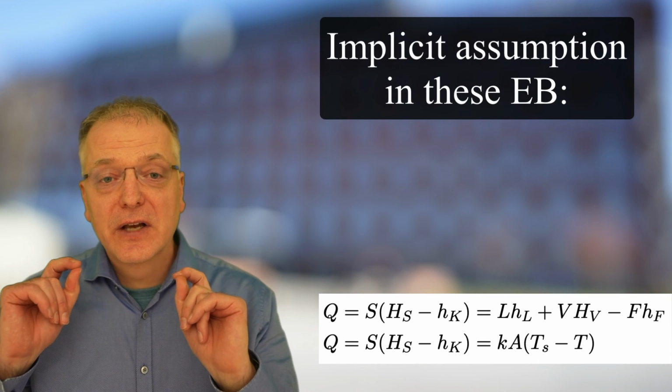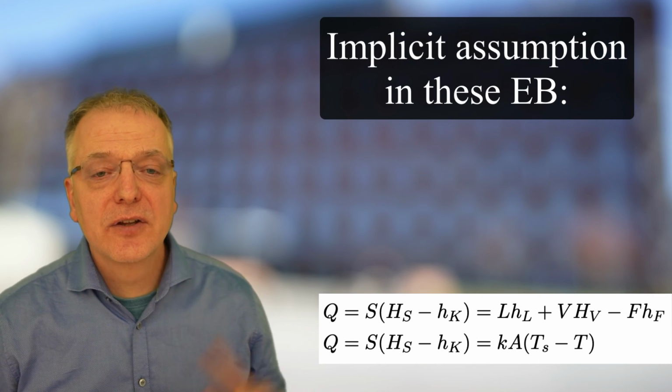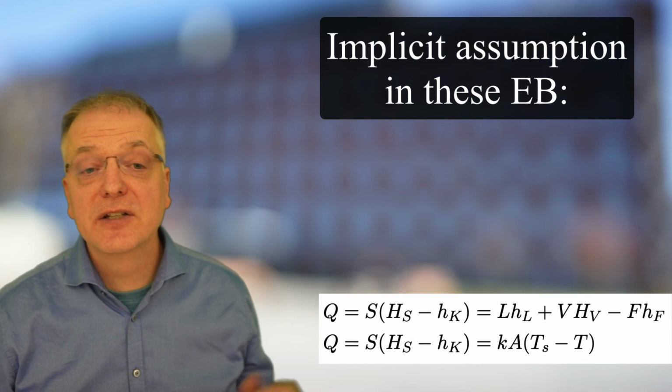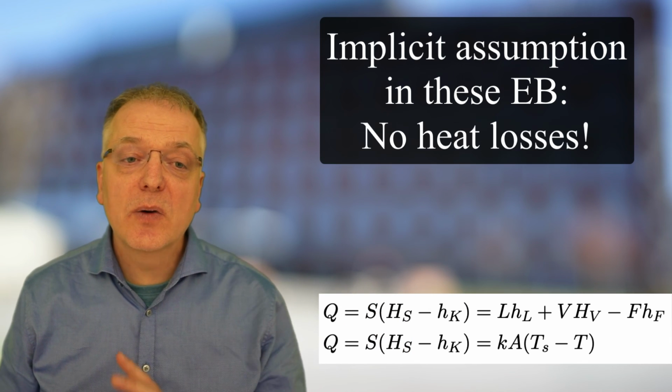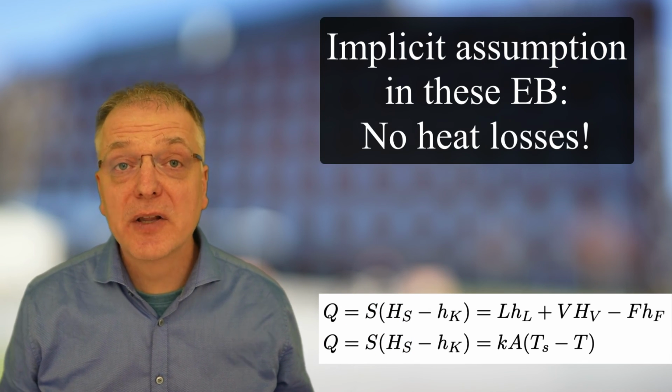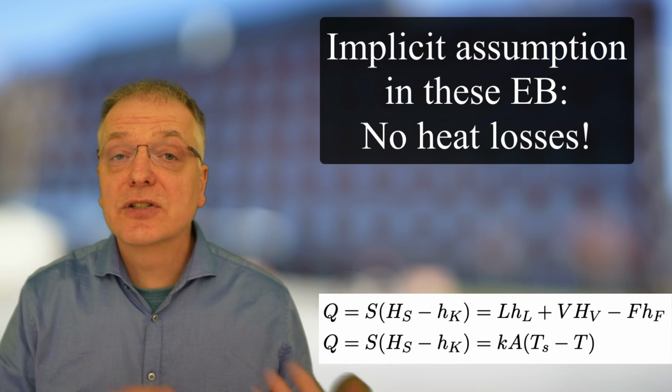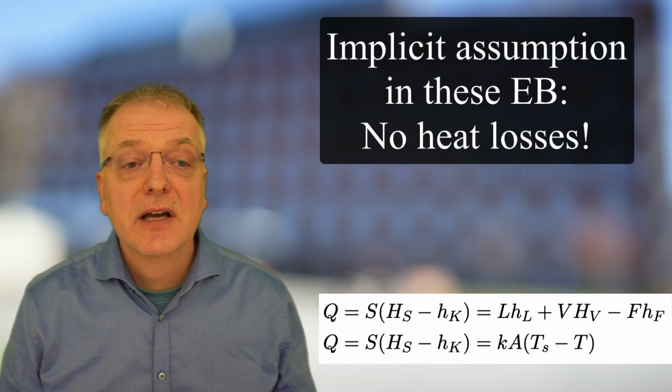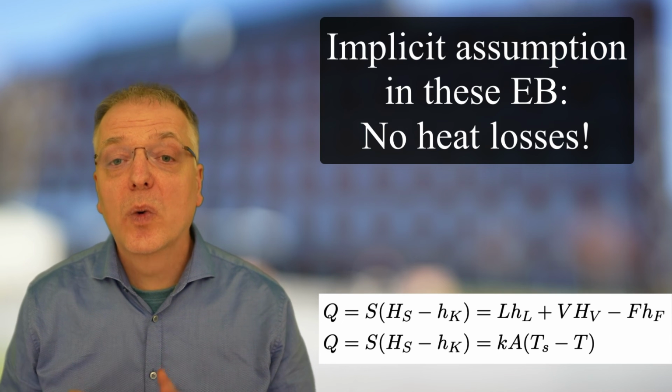Note that there is an implicit assumption hidden in the 2 last equations in the energy balances. We assume that all heat that is provided by the condensing steam is transferred to the cold side. That is, we assume that there are no heat losses.